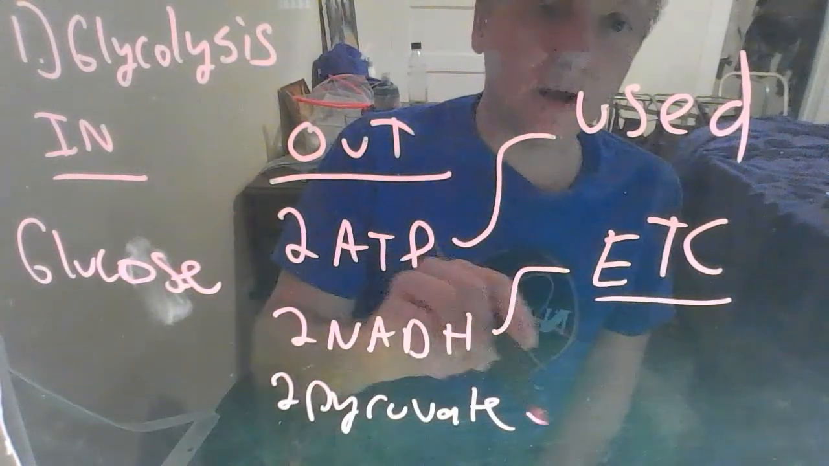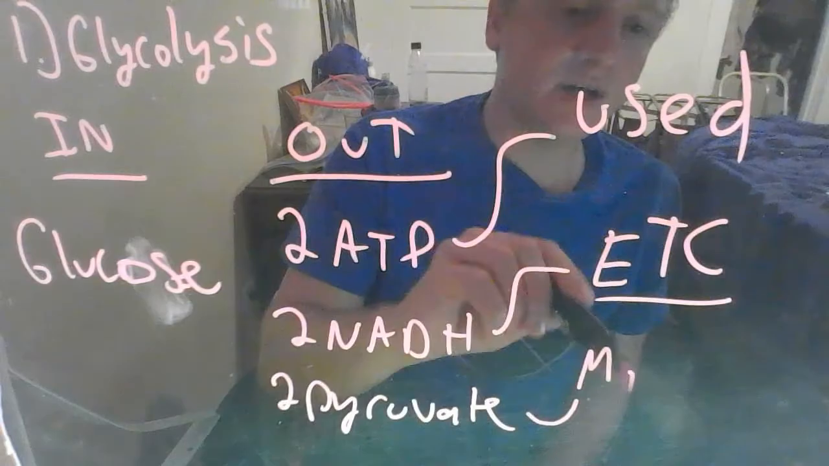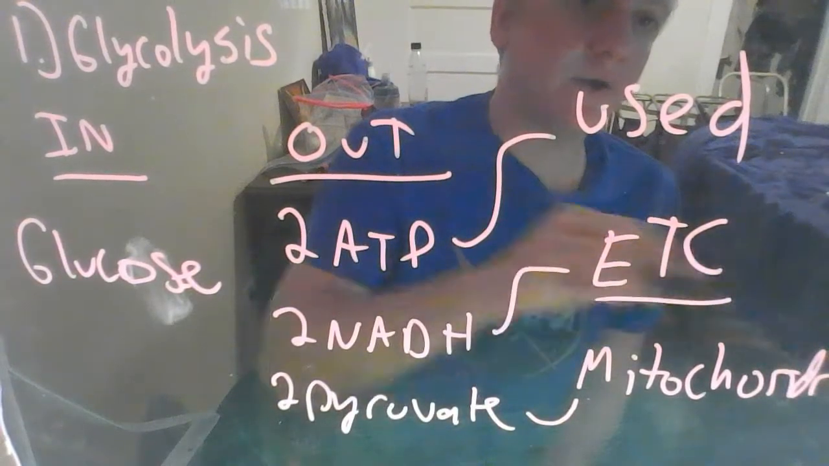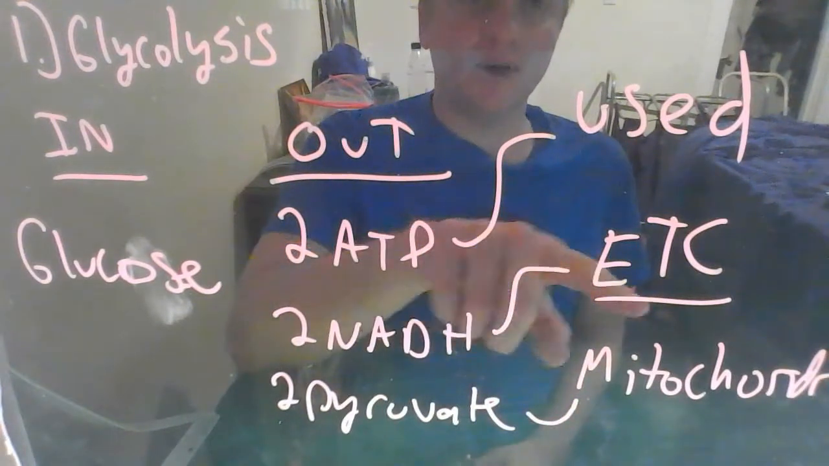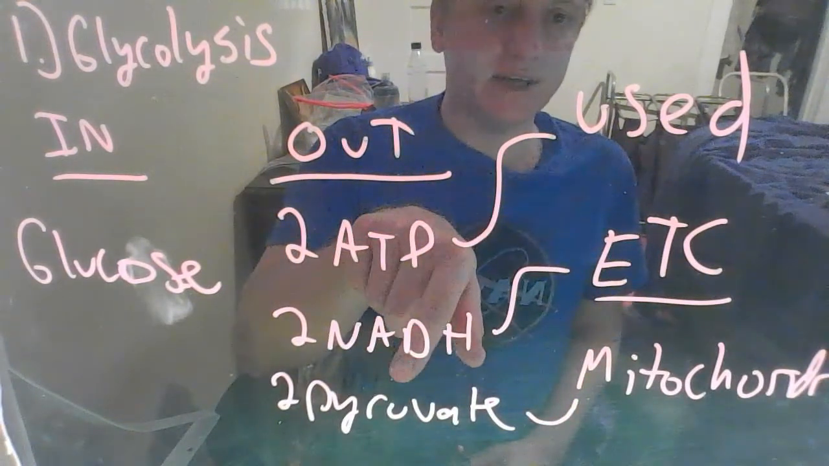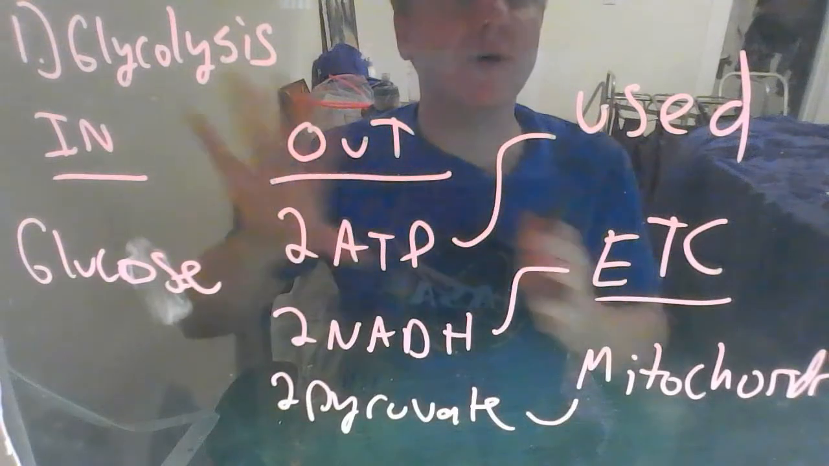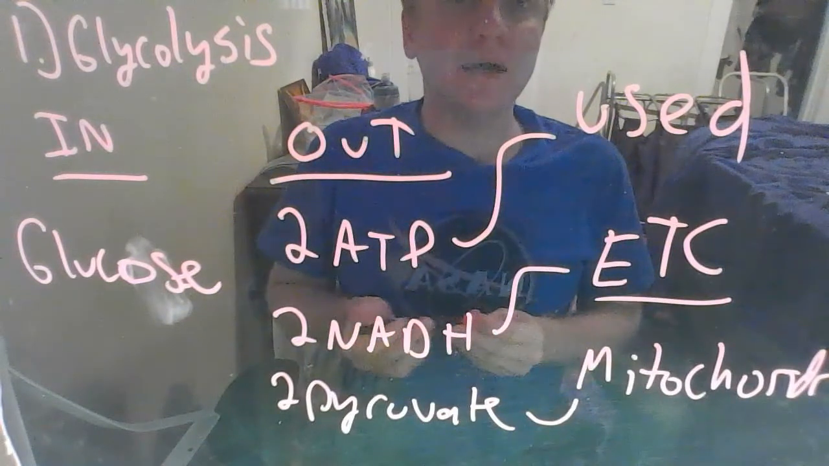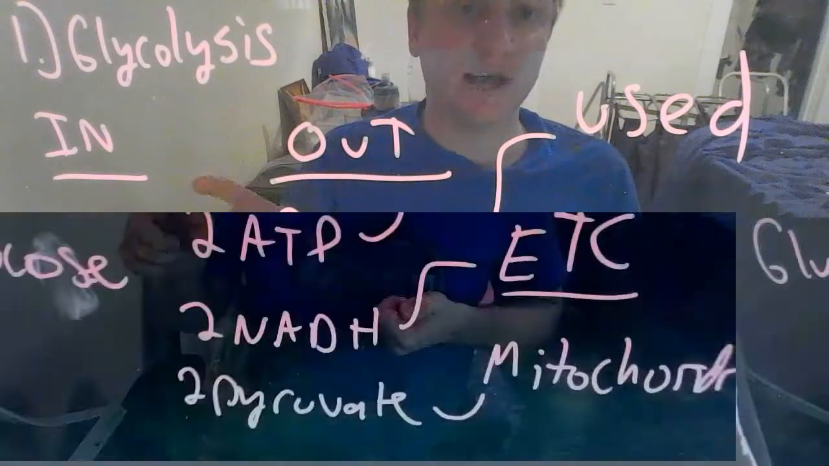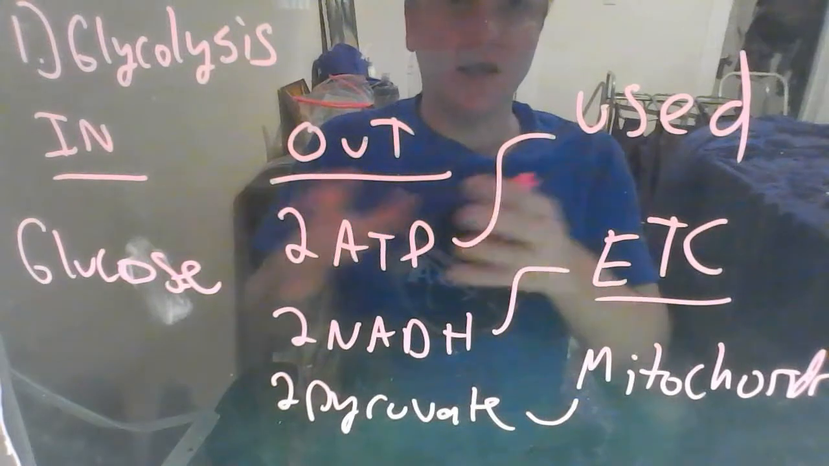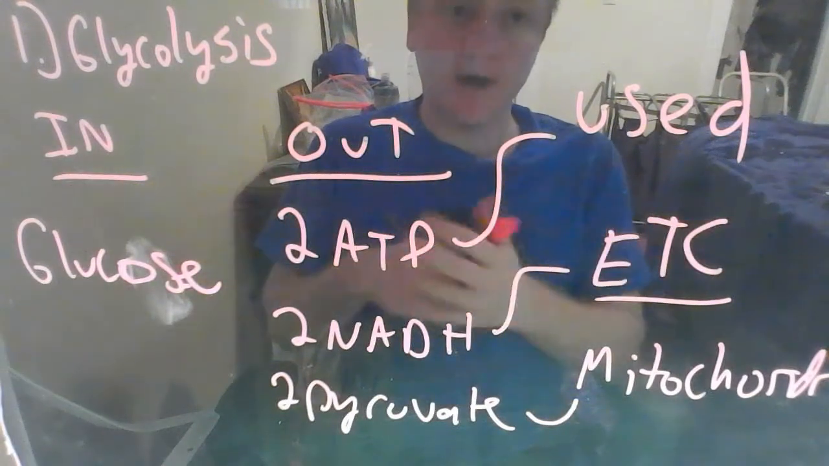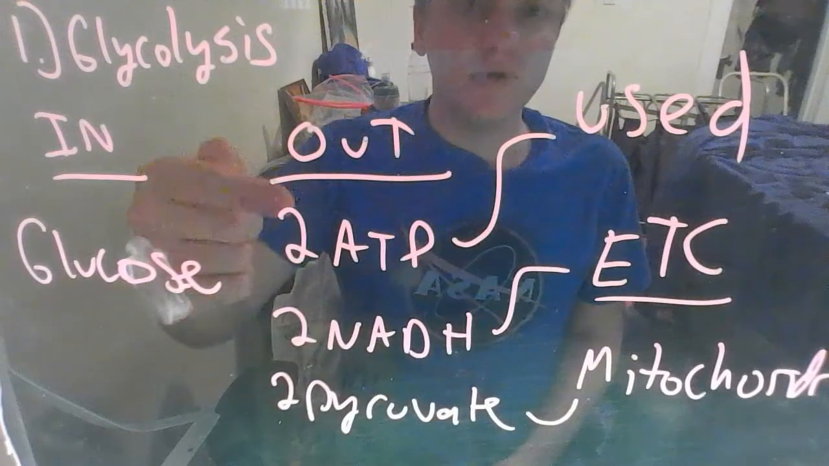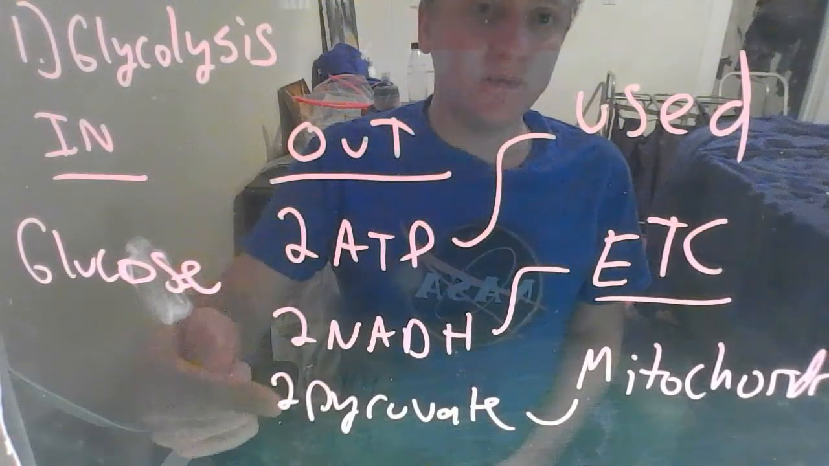These pyruvate molecules are going to go to the mitochondria. They're going to a similar place as these NADH, but the pyruvate molecules are going to go into the mitochondria to generate more ATP and to be used in the citric acid cycle. But if you had to know something about glycolysis, this would be it. You bring in glucose, you get out ATP, NADH, and pyruvate.